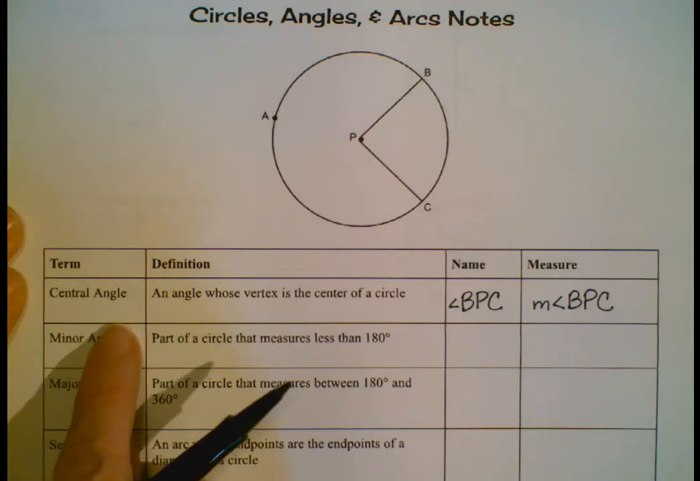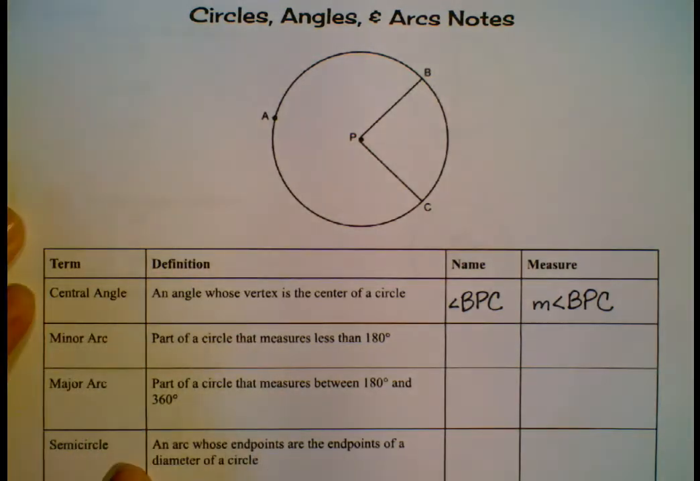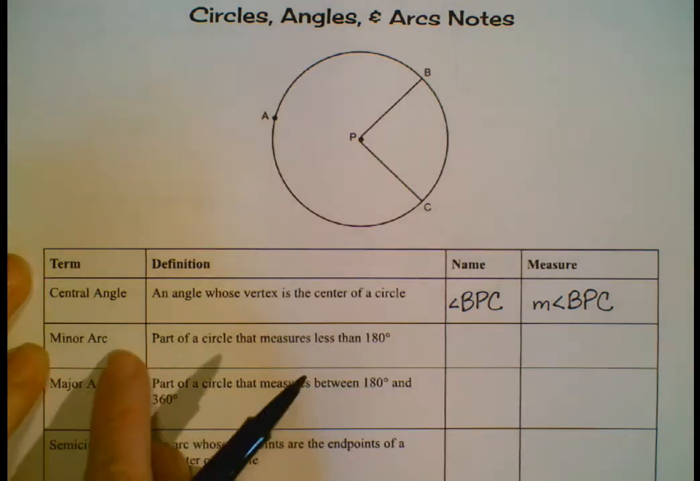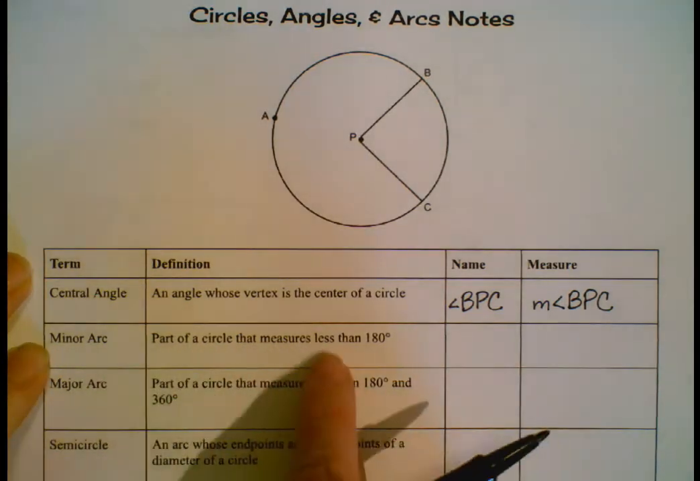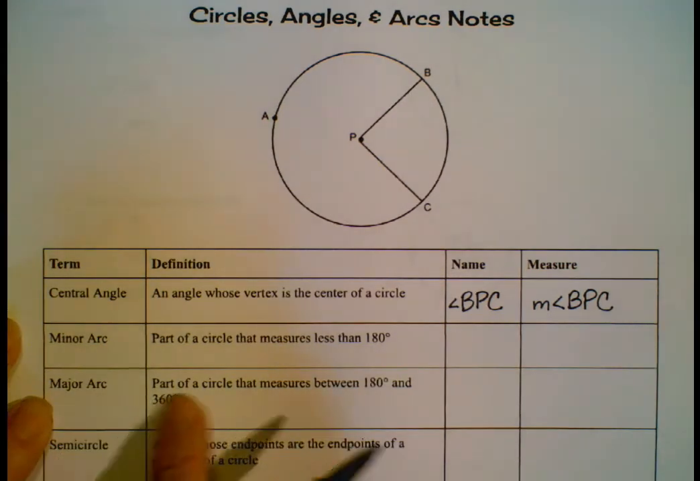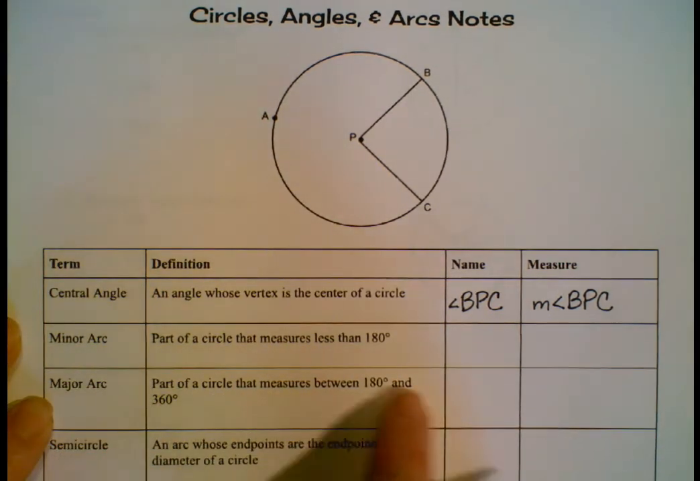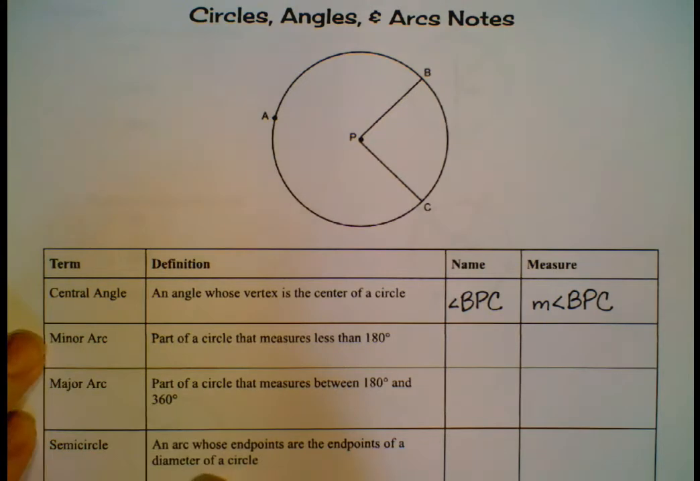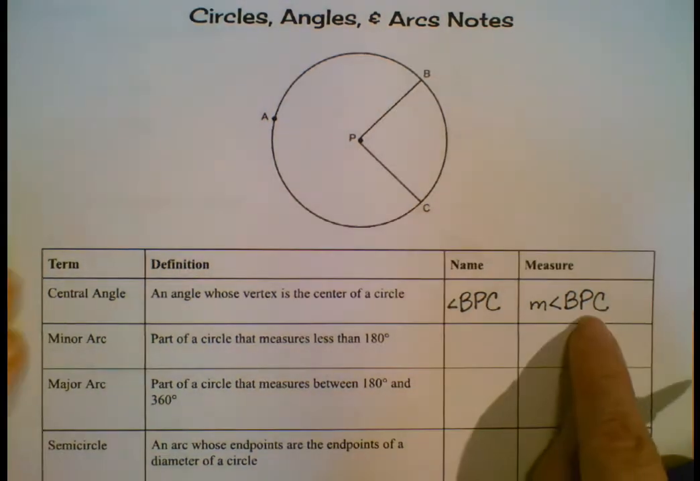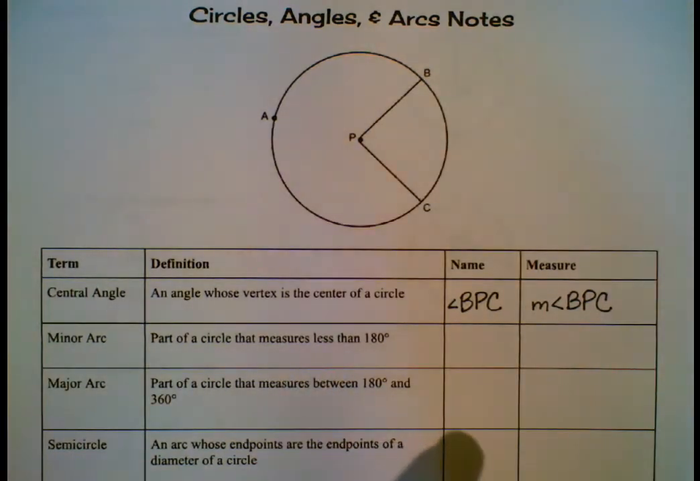All right, one thing that we do need to add in terms of these arcs, arcs are parts of a circle. So we have minor arcs, a part of a circle that measures less than 180 degrees. Major arcs, a part of a circle that measures between 180 and 360 degrees. And then we have semicircular arcs, an arc whose endpoints are the endpoints of a diameter. Now when we're talking about measuring an arc, it's going to come back to the measurement of the angle, and we'll talk about that in just a second.